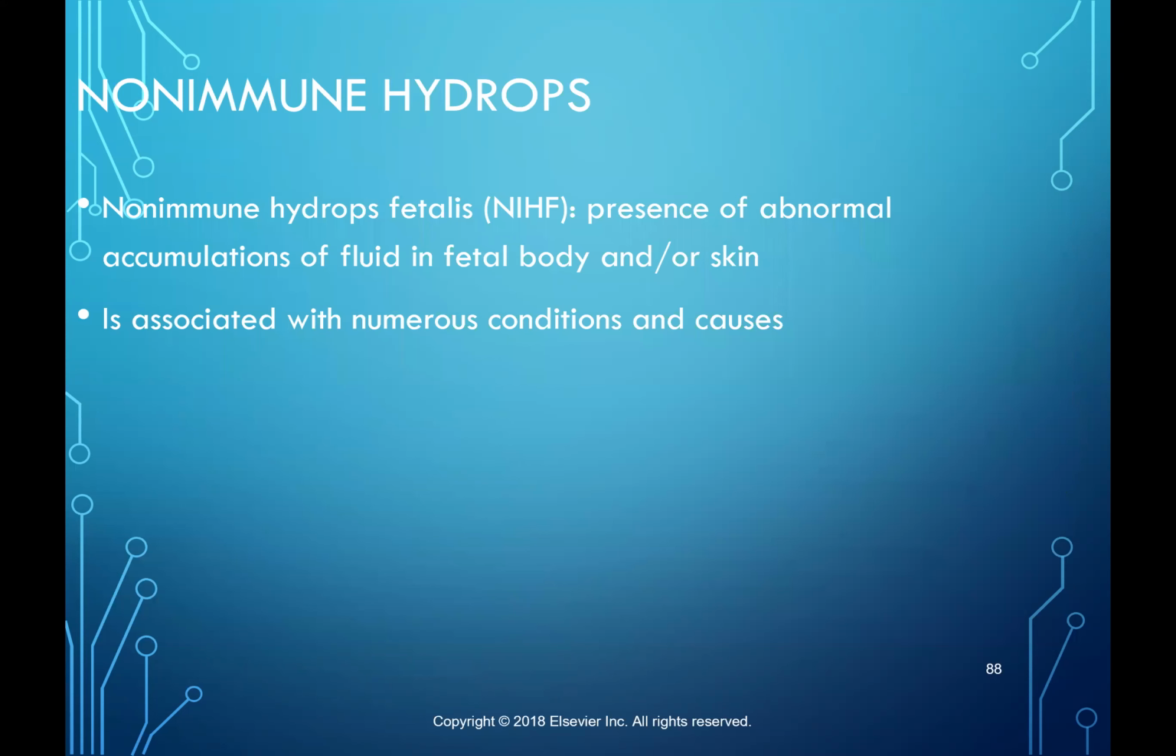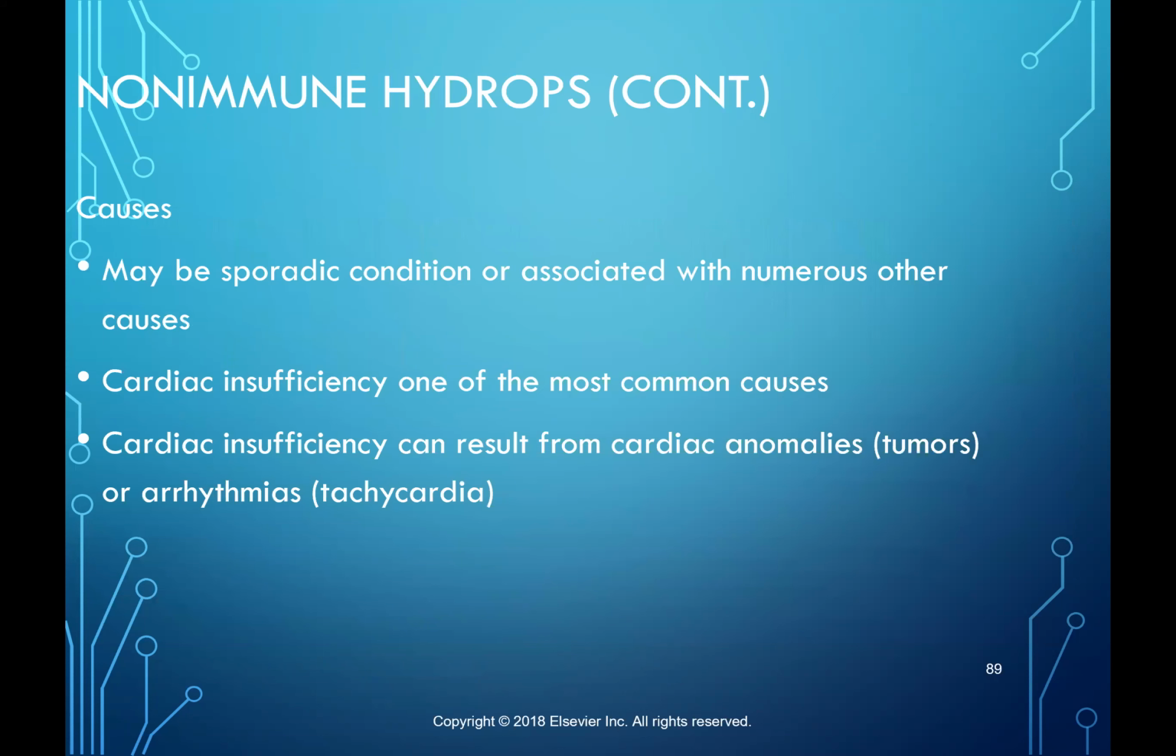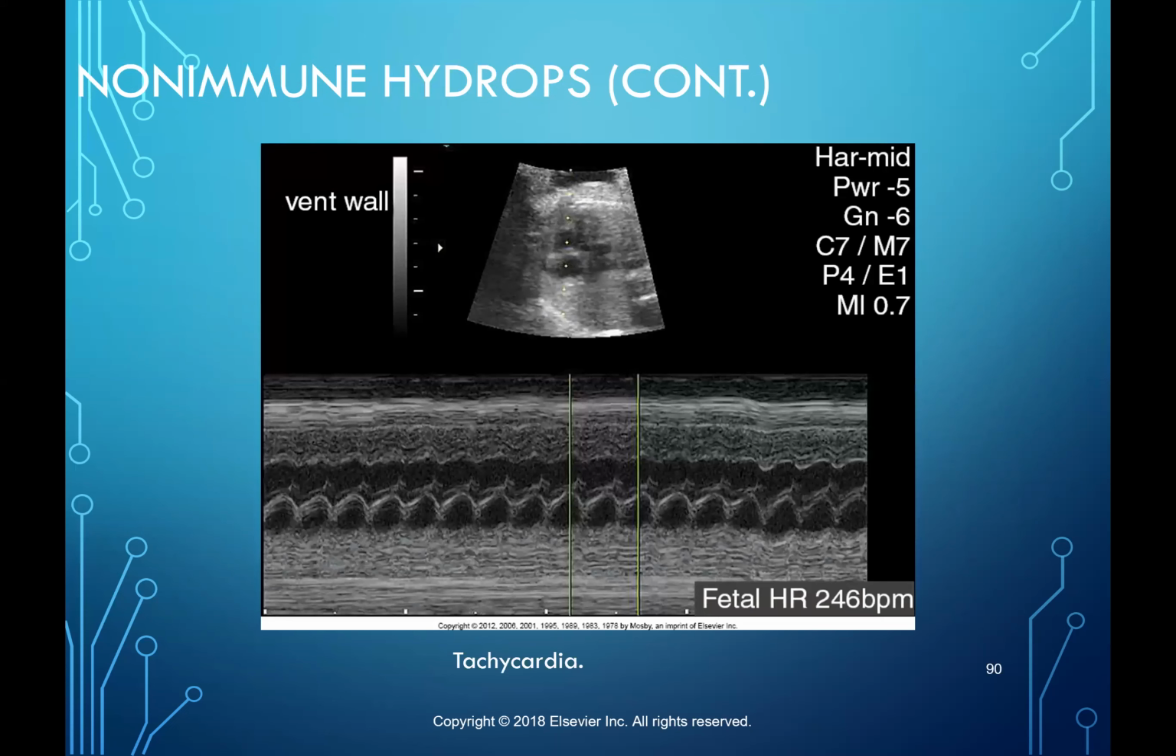Non-immune hydrops is what we see more often. And it's the presence of abnormal accumulations of fluid in the fetal body or skin for different causes. We'll talk about the causes. Could be sporadic, but most of the time there's something else going on. Cardiac insufficiency is one of the most common causes. And I feel like if a baby has a cardiac tumor or has tachycardia or supraventricular tachycardia, where the heart is just beating like crazy, like 220 beats per minute, it could cause hydrops, fluid accumulation. Look at this heart rate going 246 beats per minute. If the heart continues to do that, it's not good.